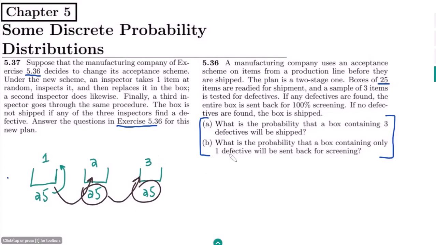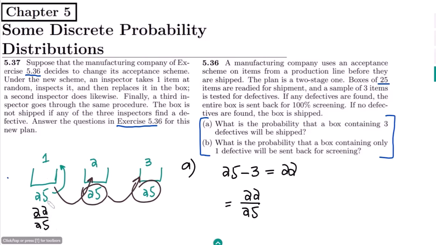So in order to solve it, let us have part A. What is the probability that a box containing 3 defective items will be shipped? A box containing 3 defective items means the total number of items is 25 and 3 are defective, so the non-defective items are 22. For each inspector, the probability of selecting a non-defective item would be 22 divided by 25, since the probability is the number of favorable items divided by the total number of items.